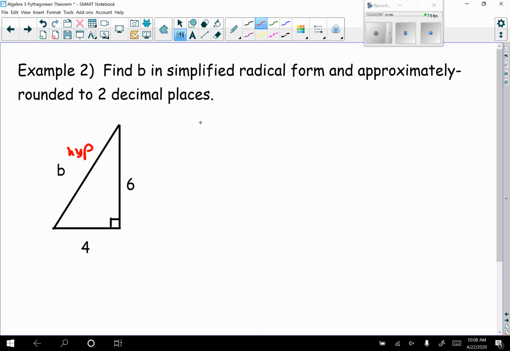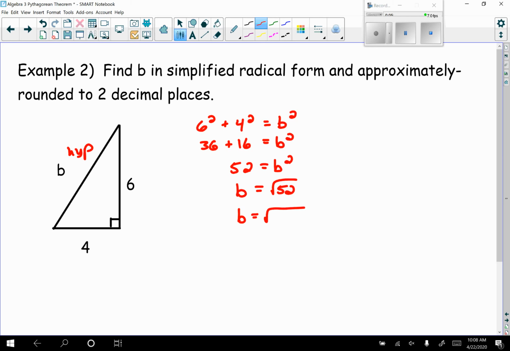So to write this out, we're just going to start with 6 squared plus 4 squared equals B squared. So we get 36 plus 16 equals B squared. This will give us 52, which is equal to B squared. So taking the square root, B is going to equal radical 52, and 4 actually goes into 52. So it's 4 times 13. So the 4 is going to come out as a 2, so we get 2 radical 13 as our exact answer.